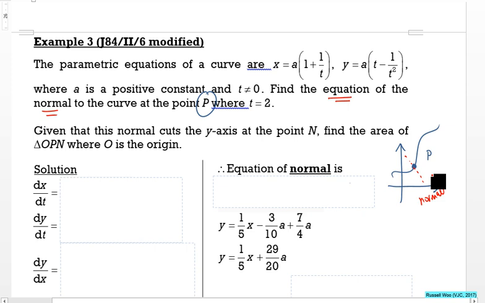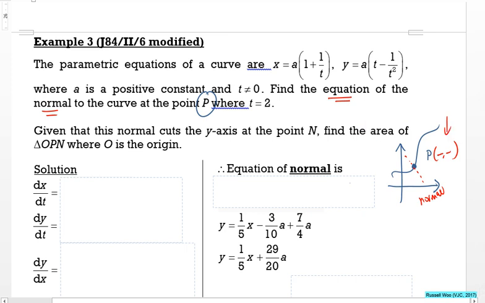To find the gradient, we must find dy/dx. Correct? Before we find the equation, we also need the coordinates of this point. But they didn't give us that, they only gave us t equals 2. Later we find out how to get these coordinates. So we must begin with the end in mind. First, we must find the gradient. Next, we must find the coordinates of the point.